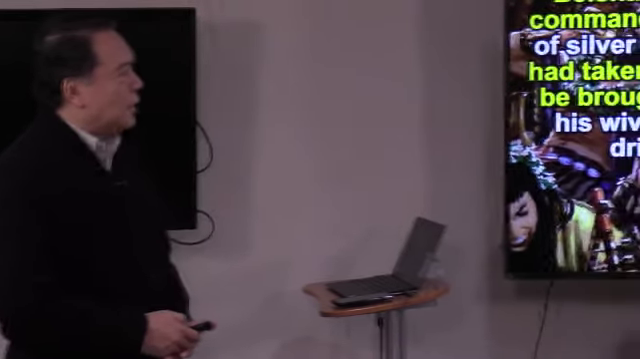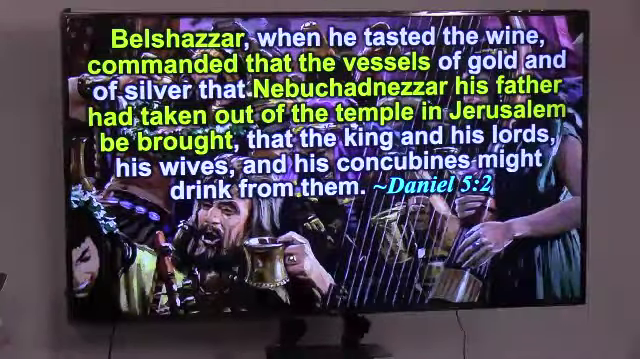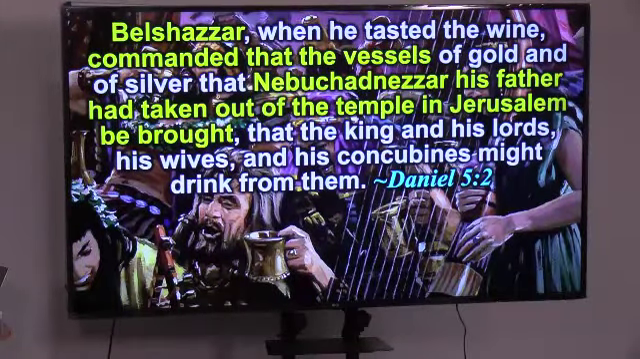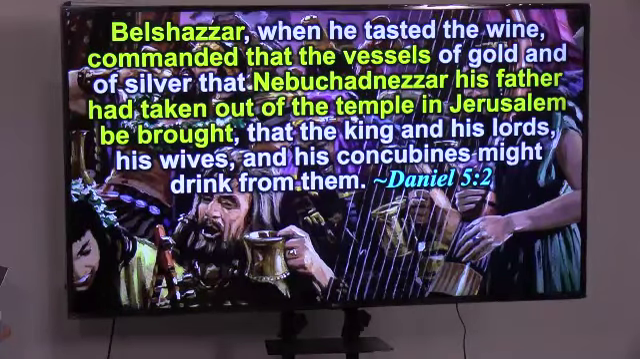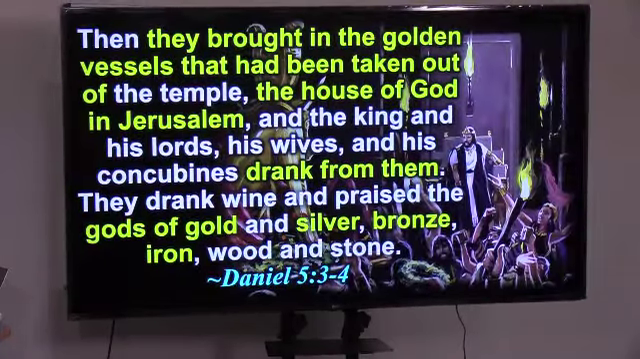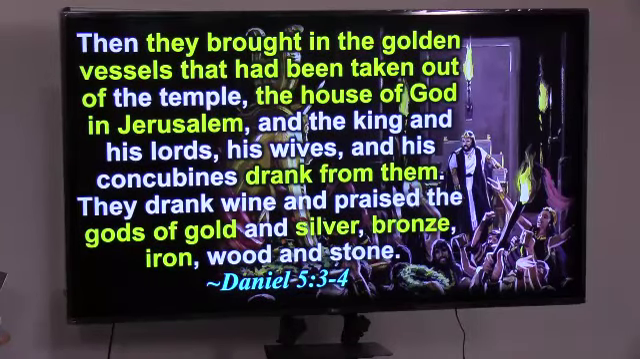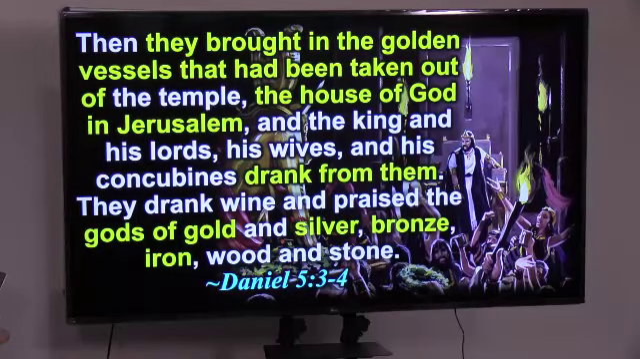Belshazzar, when he tasted the wine, commanded that the vessels of gold and of silver that Nebuchadnezzar his father had taken out of the temple of Jerusalem be brought, that the king and his lords, his wives, and his concubines might drink from them. Then they brought in the golden vessels that had been taken out of the temple, the house of God in Jerusalem, and the king and his lords, his wives, and his concubines drank from them. So it wasn't just the leaders. Families, they're there. The wives were there. And they drank wine and praised the gods of gold, silver, bronze, iron, wood, and stone.